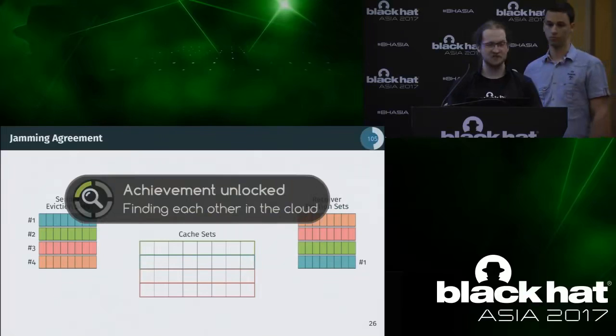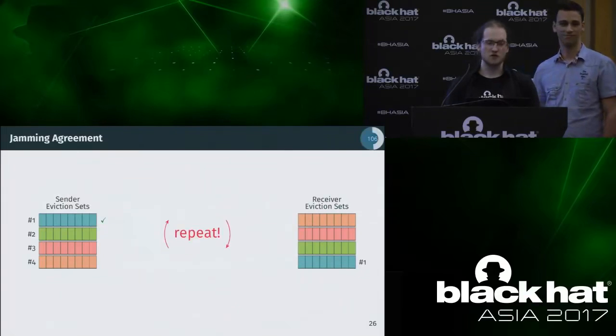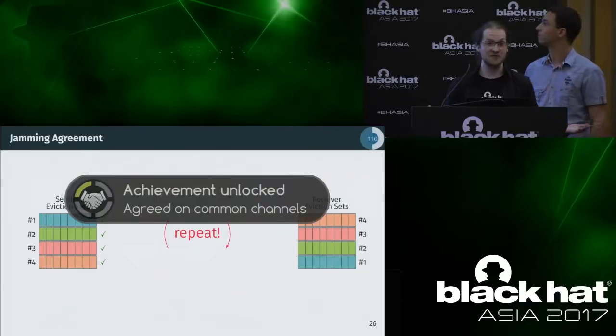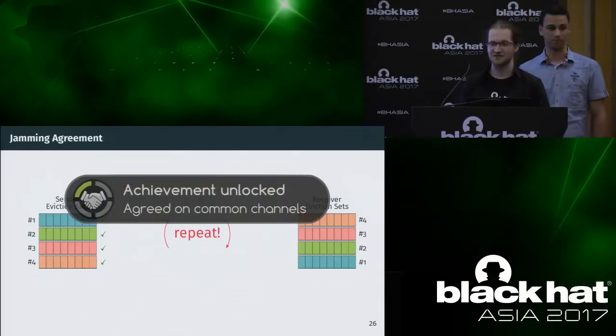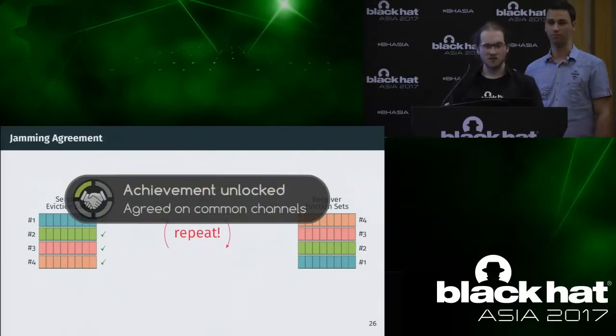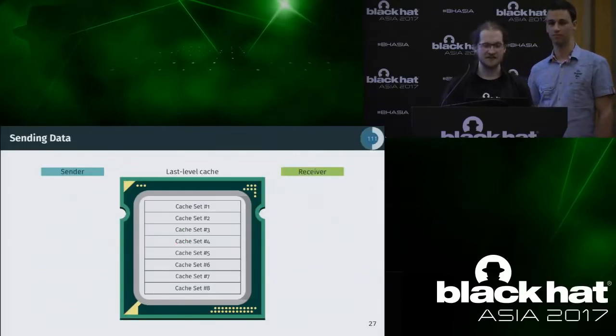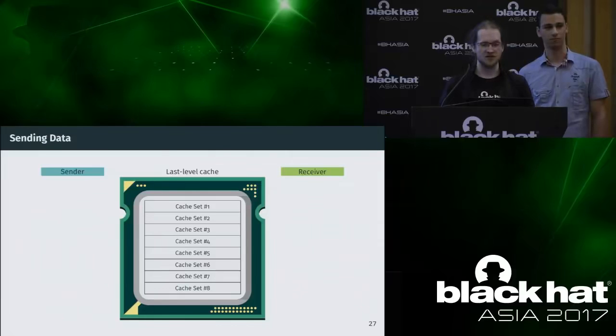So we have another achievement unlocked. We found each other in the cloud. Now, if we go and repeat that for all the channels that we want to use, we have agreed on common channels and our achievement unlocked. So what we did not talk about yet quite clearly is how we are actually communicating with each other.